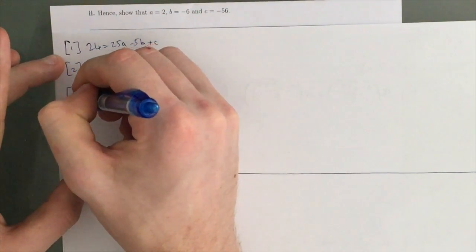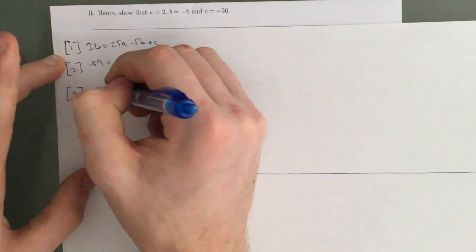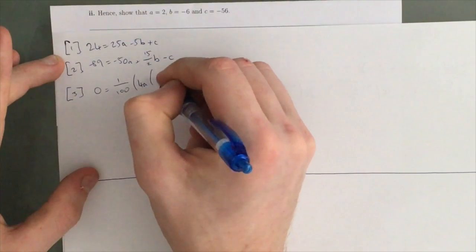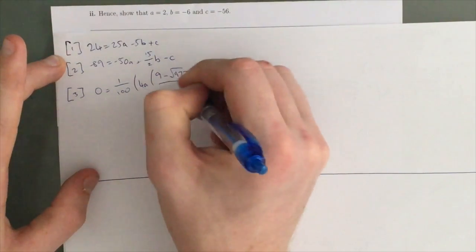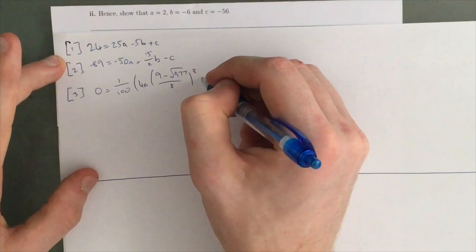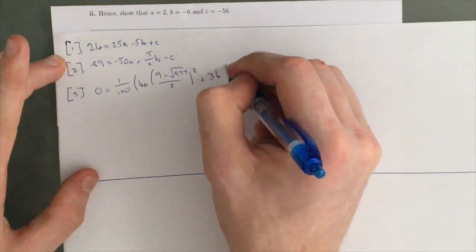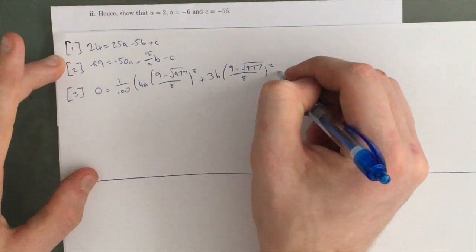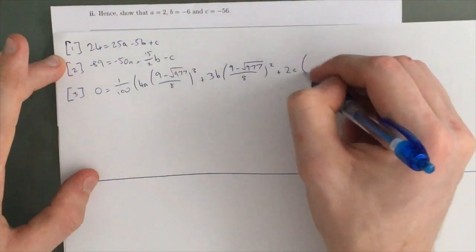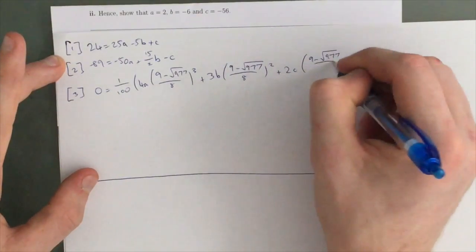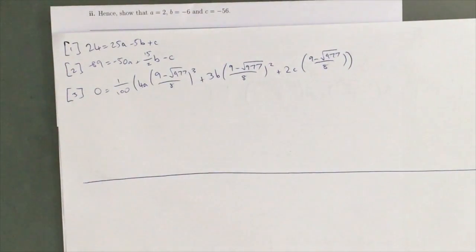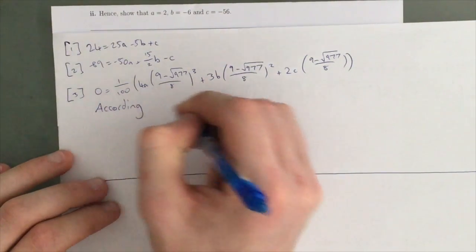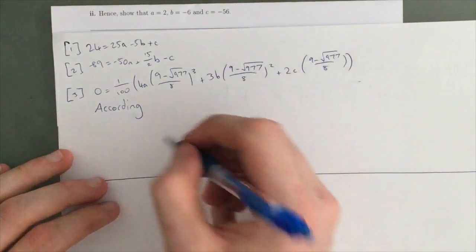And our third one, which is 0 equals 1 over 100, 4a(9 take root 977 over 8)^3, plus 3b(9 take root 977 over 8)^2, plus 2c, that's 9 take root 977 over 8. These are our three simultaneous equations, and then all you've got to do is put them in your calculator. Make sure you don't make any errors, especially with this one here.